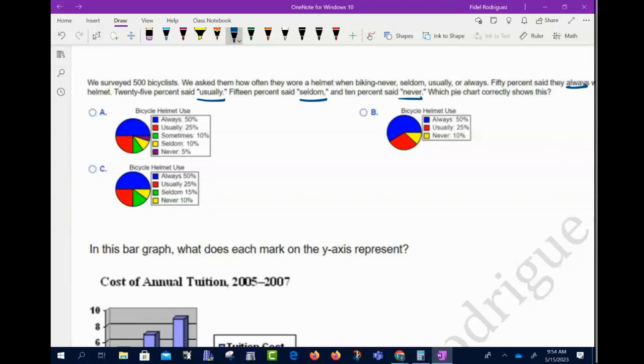Okay, so I need to find the one that has four categories. See, it's the only one that's got four categories. And look, we can double check. 50% said always. There it is. 25% said usually. There it is. 15% said seldom. 10% said never. Okay, we're good.